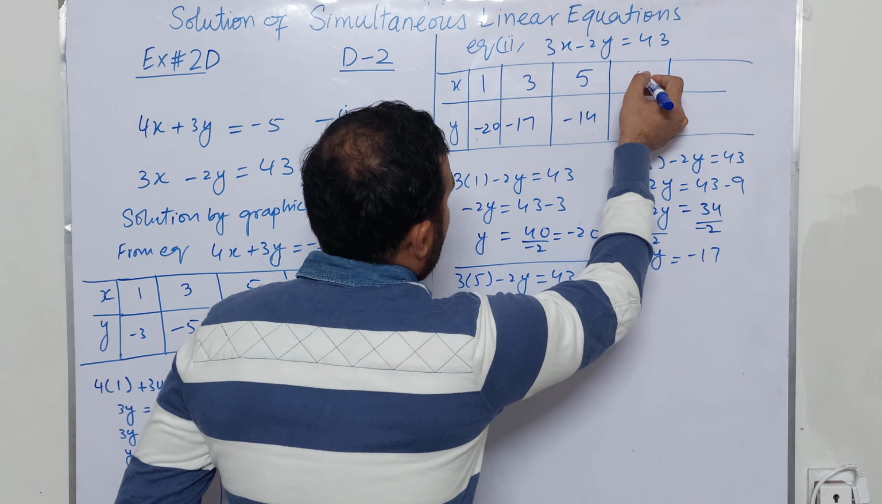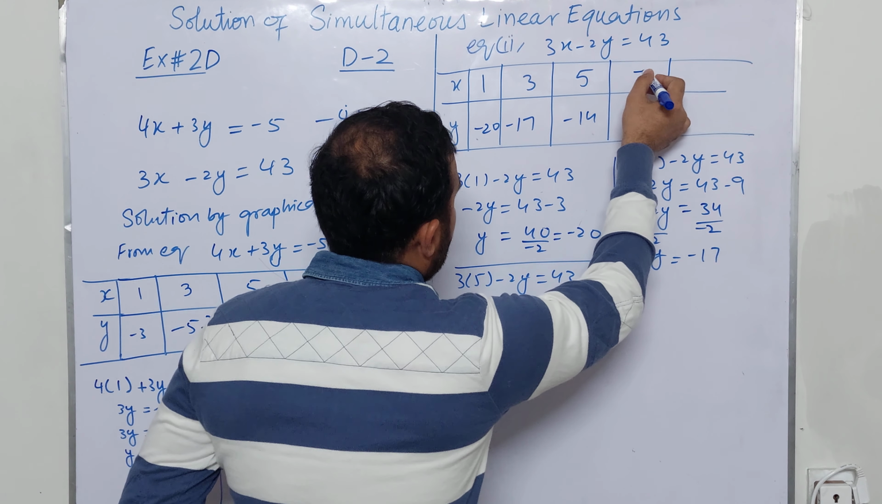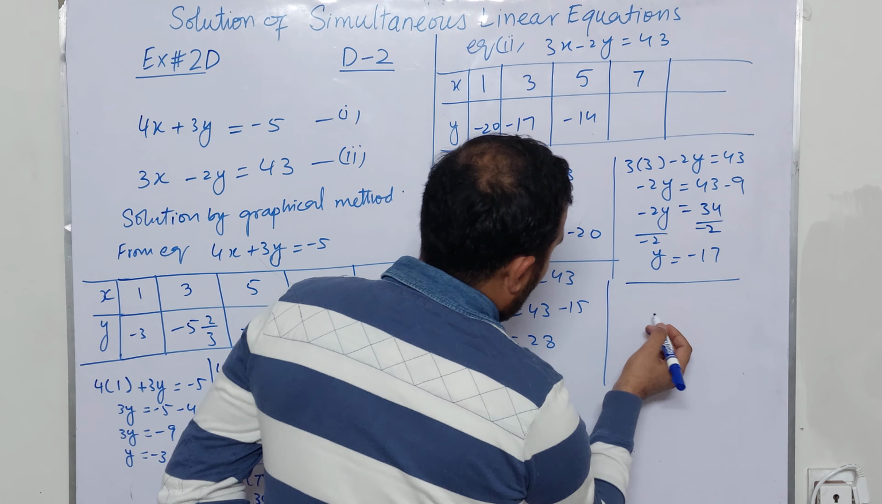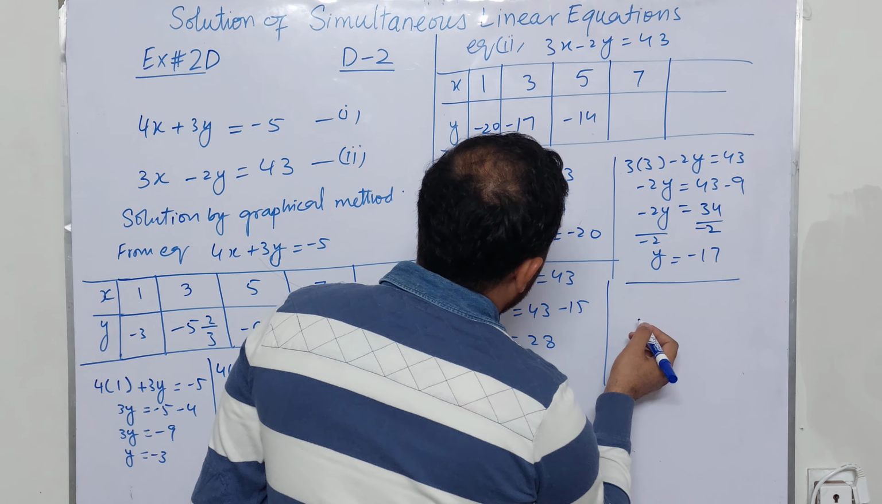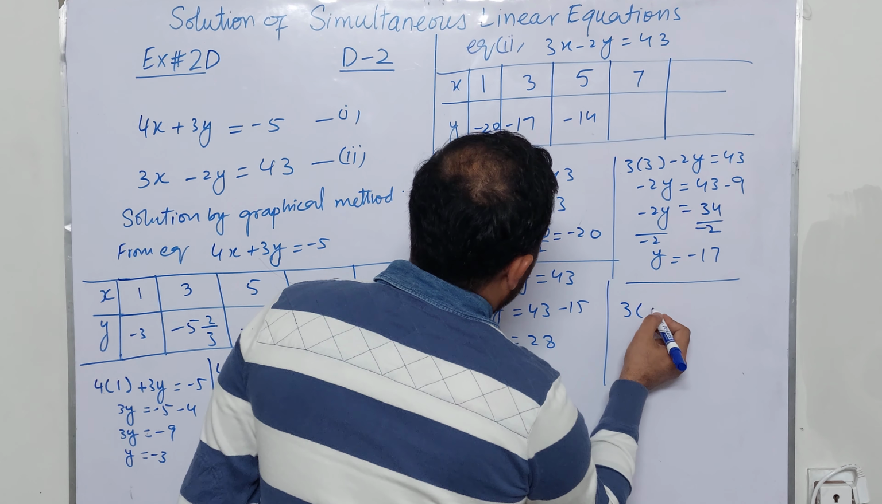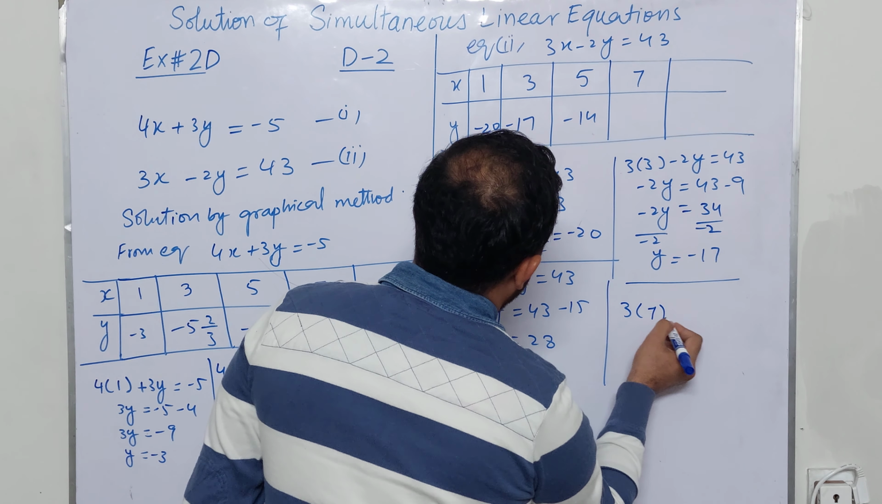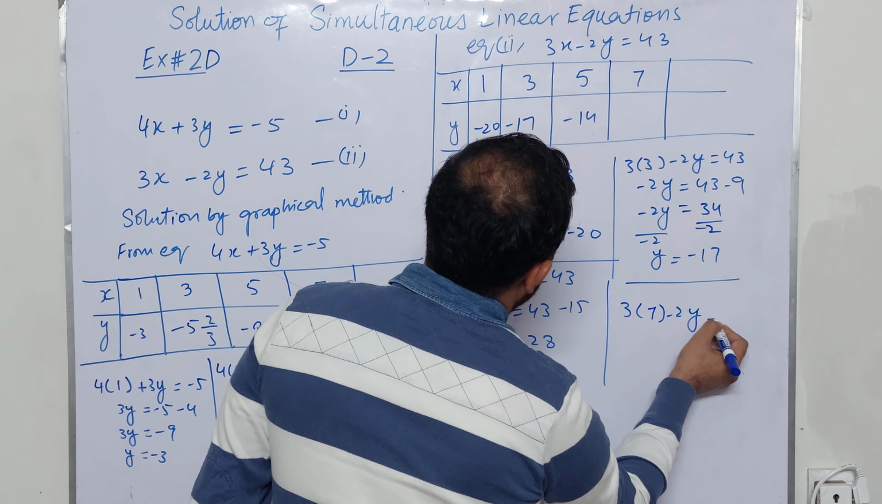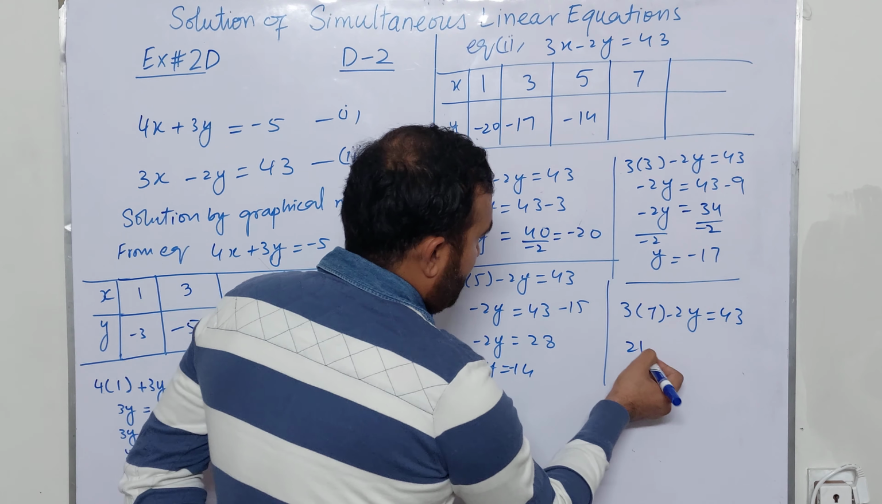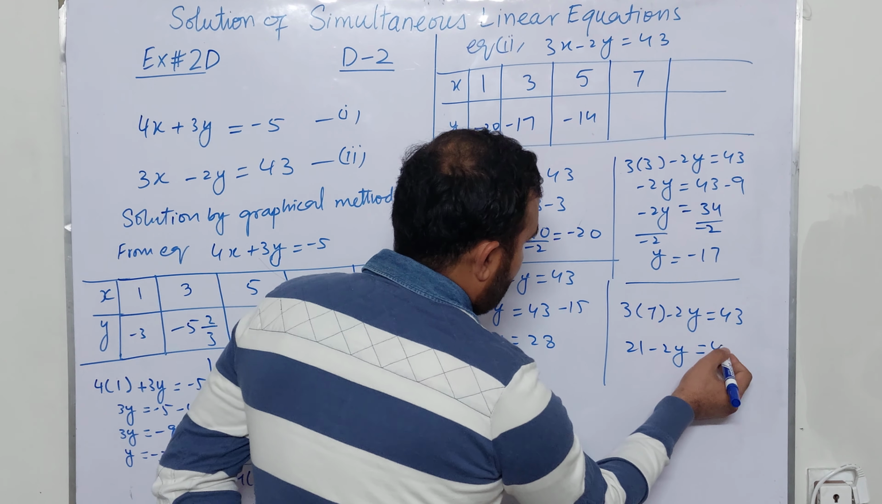If the next value we choose of x is 7, then we will have 3 times 7 minus 2y is equal to 43. So 3 times 7 is 21, minus 2y is equal to 43.